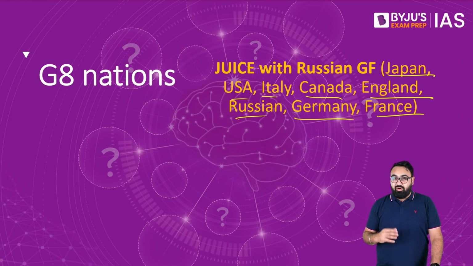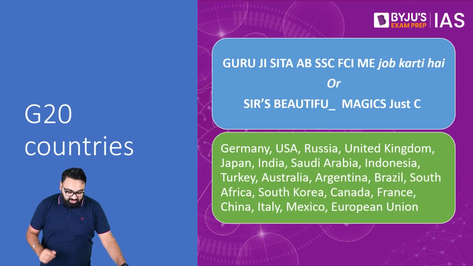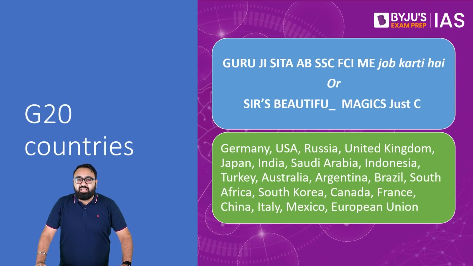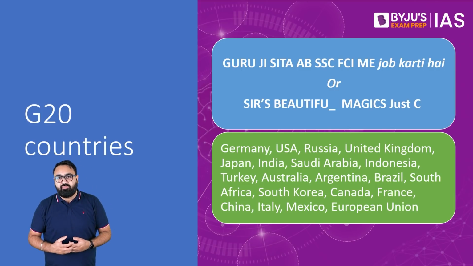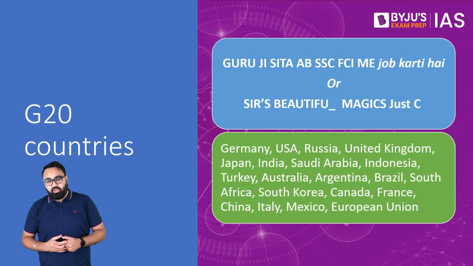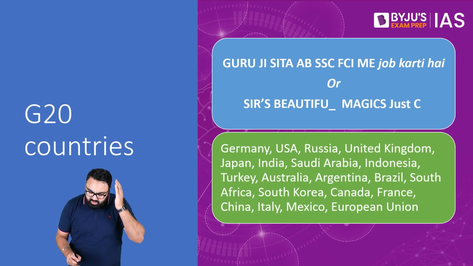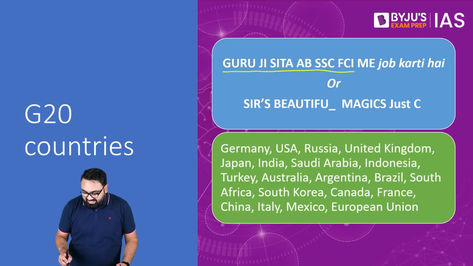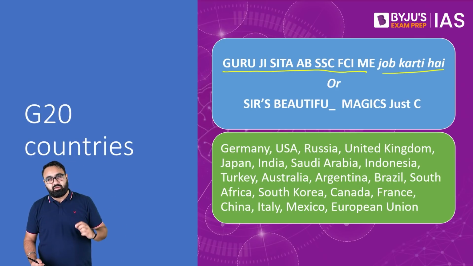Now comes the big one. Let's see if you can remember G20. Now, in order to remember the G20 nations, I'm giving you two options. You can go ahead with any one that you prefer. The first option is more suitable if you're a Hindi speaking student. You can remember the sentence called Guruji Sita ab SSC FCI mein job karti hai. Again, focus only on the capital letters.